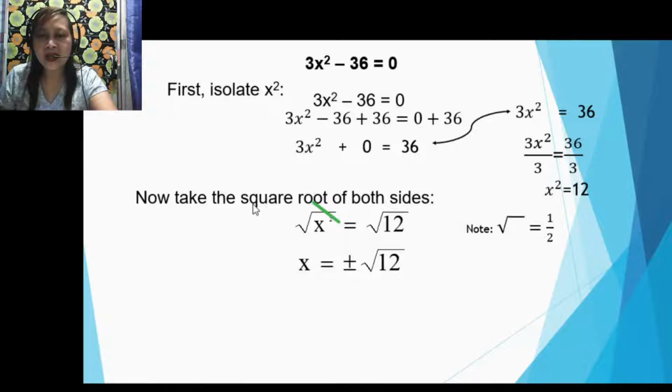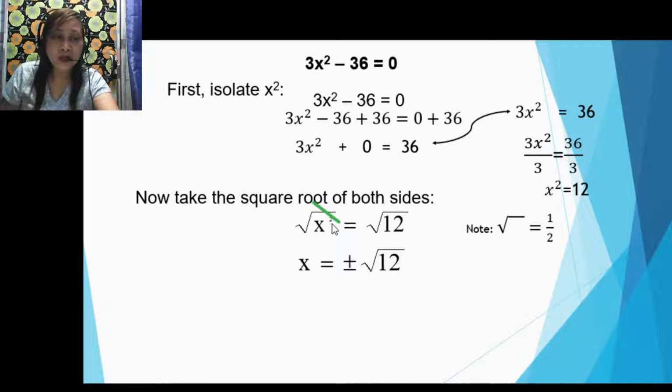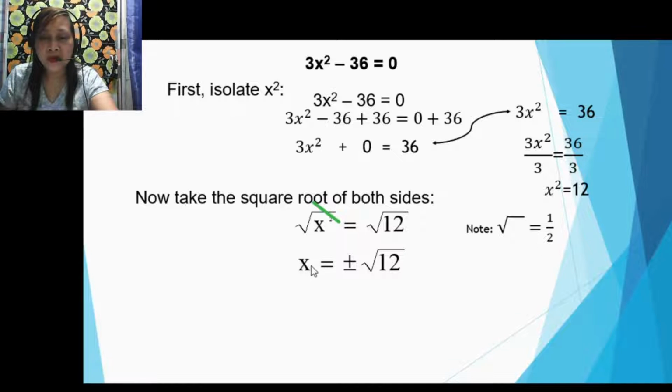So we can now take the square root of both sides. The square root of x squared is equal to the square root of 12. We will cancel the square root symbol and the exponent 2 because if we multiply 1/2 times 2, that is 1. So our remaining term here is x is equal to the positive and negative square root of 12.